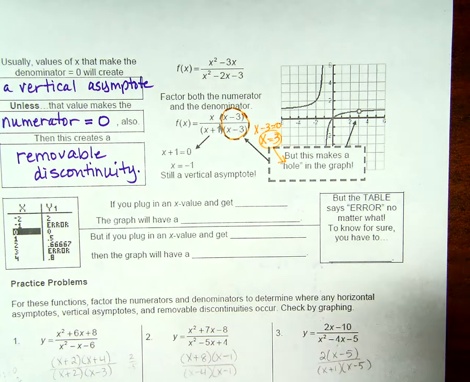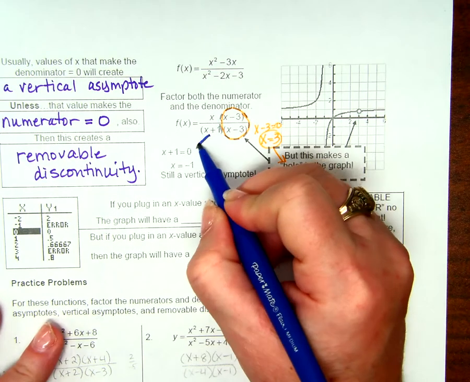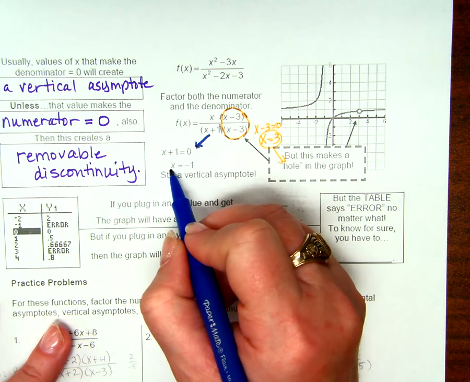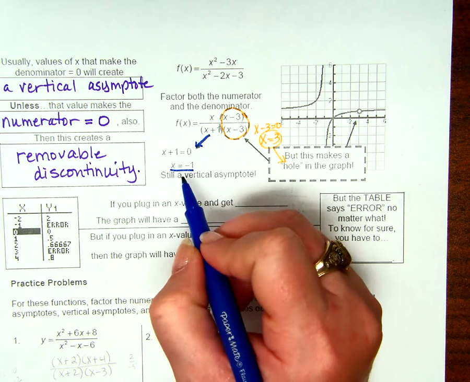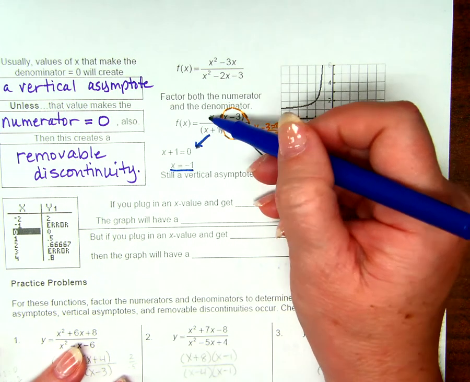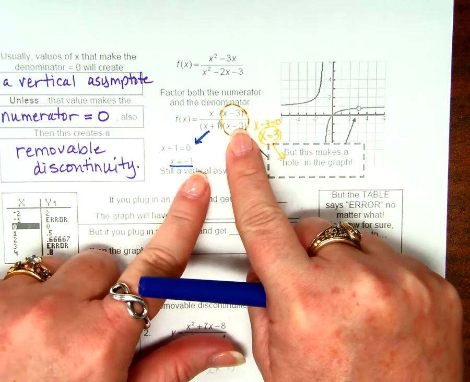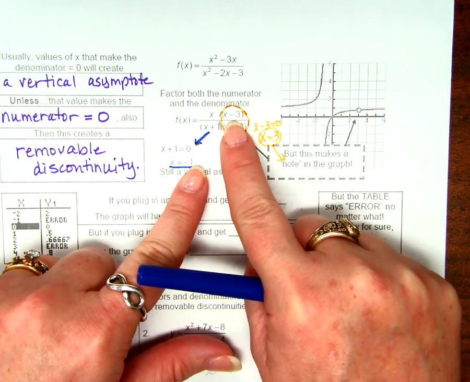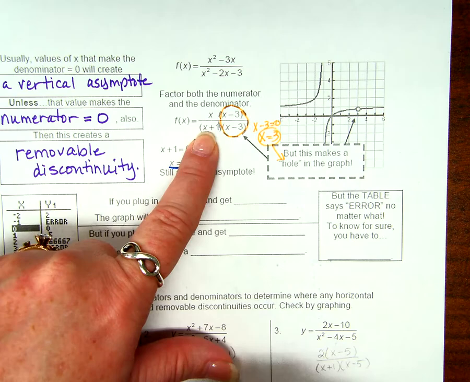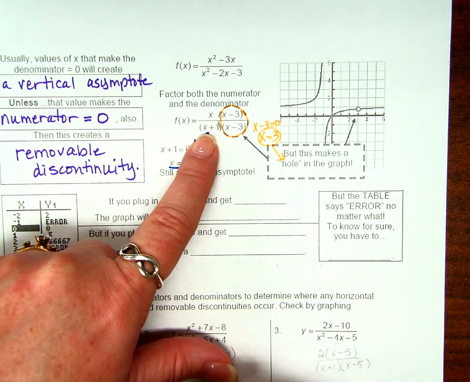But please also notice there's another factor in the denominator, this x plus 1. Well, if we set that equal to 0, that is a vertical asymptote, because there's not a factor in the numerator that is x plus 1. Do you see the difference? The x minus 3 is in the denominator, but it's also in the numerator. That's a hole. X plus 1 is in the denominator and not in the numerator. That is a vertical asymptote.